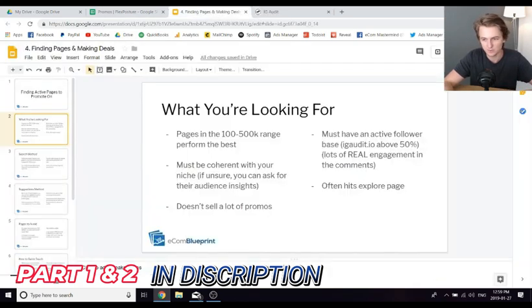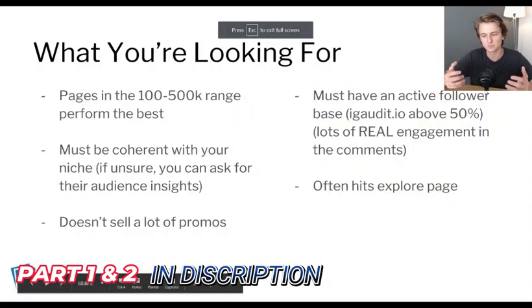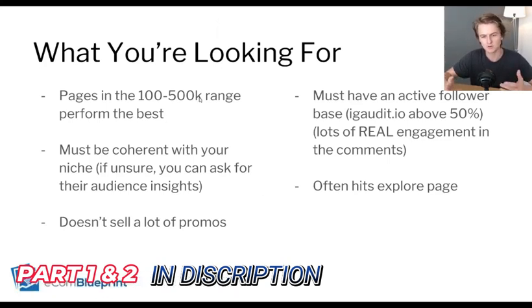One thing that I look for is an estimate of real followers above 50%, especially for those really big pages. And if I'm going to the 100 to 500K range, I would typically want something above 70% or 80% real followers. The higher amount of followers you go, the less likely they're going to have a rating of 80%. So that's why I lowered it to 50%. But obviously, the better the IG audit, the better the follower base.